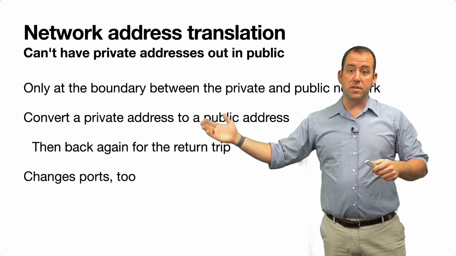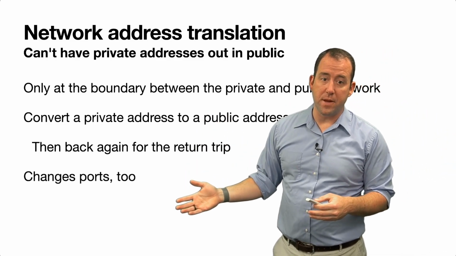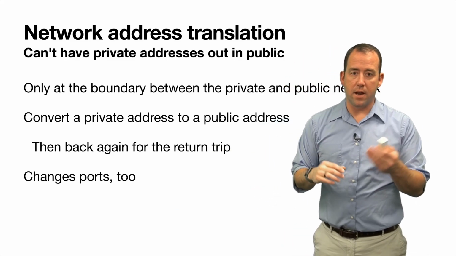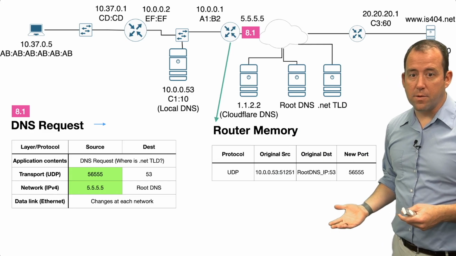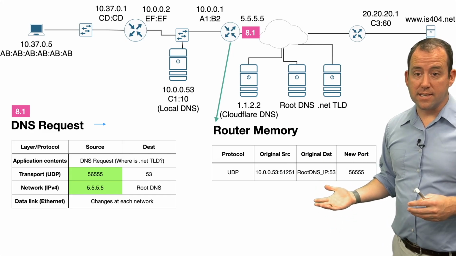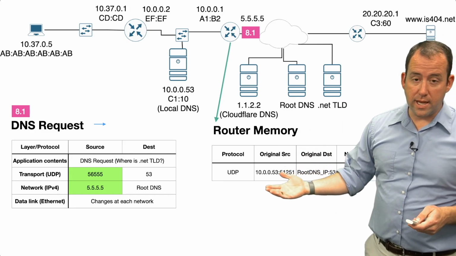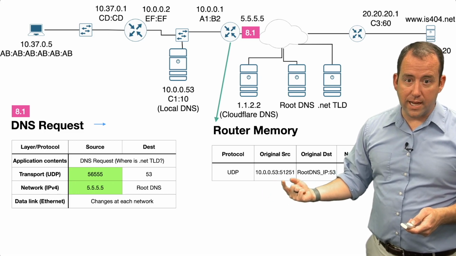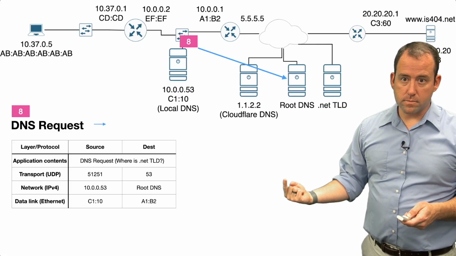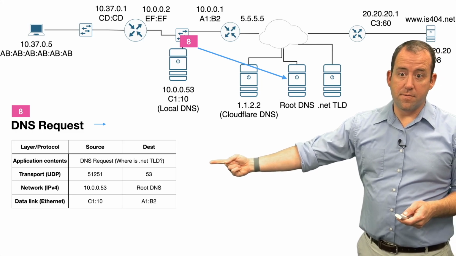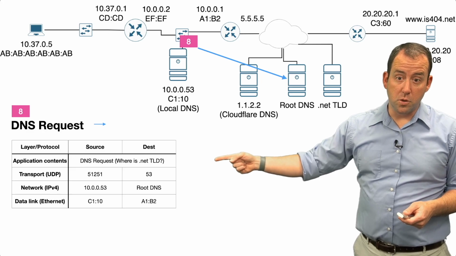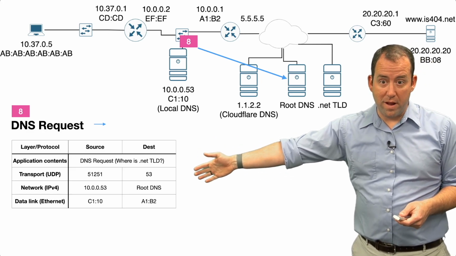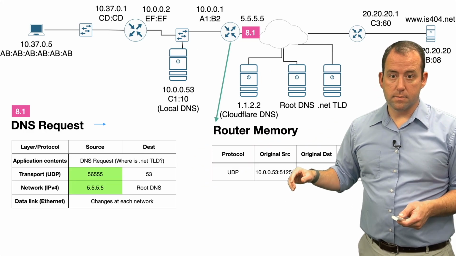It also changes the port. So in addition to changing the IP address, it changes the ports associated. And I'll show you what that information looks like right here. Right here we have the router's memory as it is changing that. So originally, if we went back and looked again, we would have a message from port 51,251 to port 53 from our private address to the root DNS.